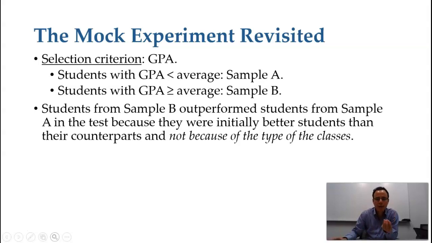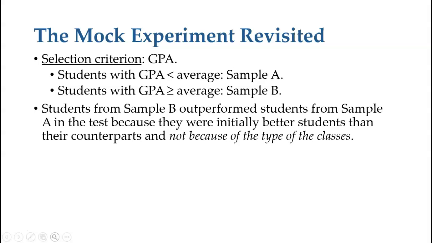Okay, so we have a problem here of selection bias because we put in one group students who were actually better students than the other group, and it doesn't matter if they receive different types of lectures or teaching method or not. Probably the most important factor here was their academic performance before the experiment. Okay?